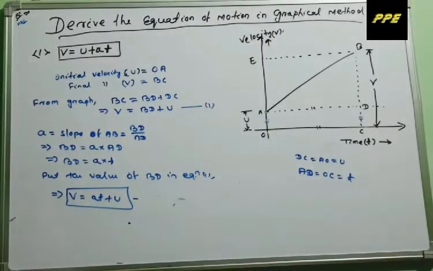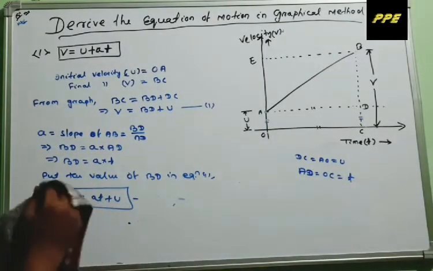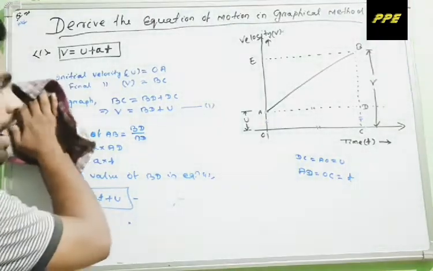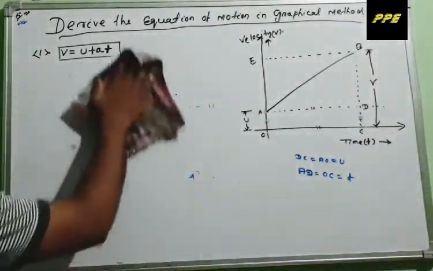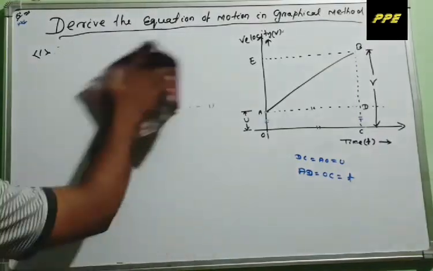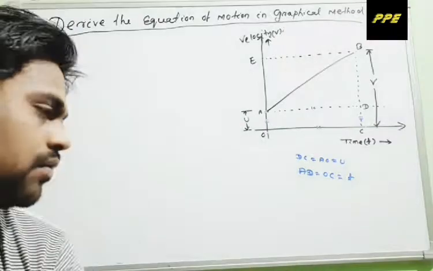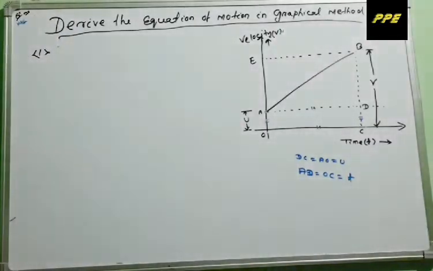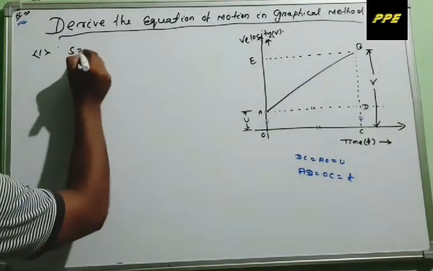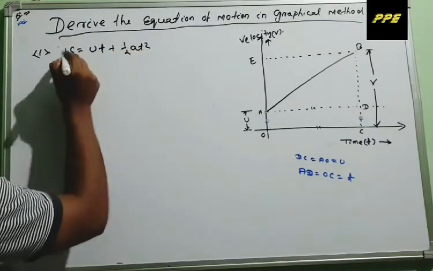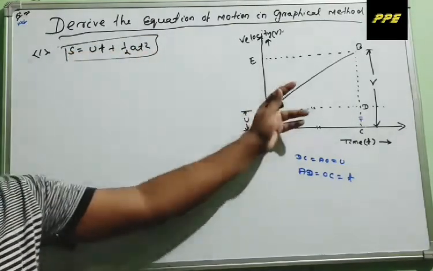Okay. Now we'll go to the second equation, that is S is equal to UT plus half AT square. Write down S is equal to UT plus half AT square. We'll prove that with the help of the graphical method.